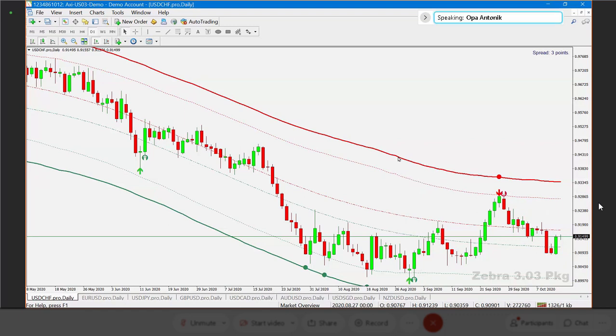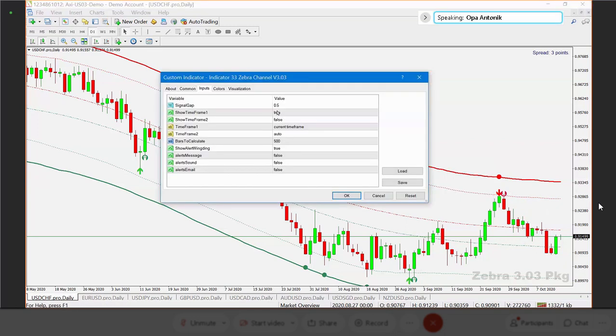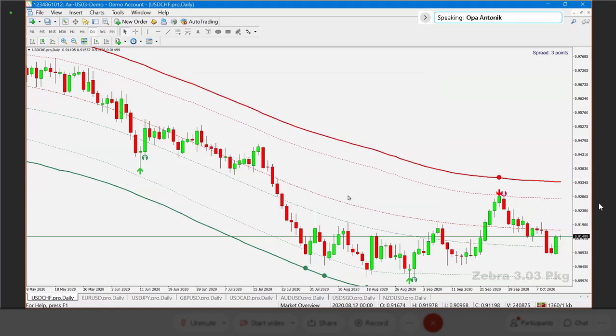And so now let's go ahead and look at this analysis in conjunction with putting on the second time frame. True, leave it to auto. So this is a daily. That means that the weekly time frame is going to come up as my second.